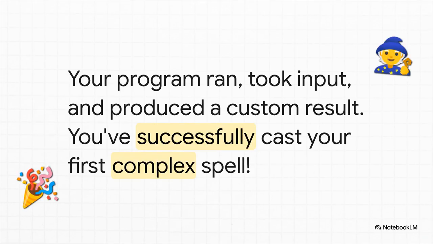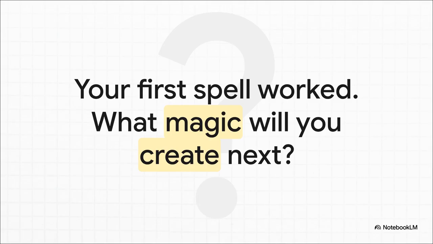And that's it. You did it. You wrote a program that actually talked to a user, took their input, did something with it, and produced a custom result. You've officially woven simple commands into your first complex spell. Congratulations! So look, you've cast your first spell. You've made the computer listen and respond to you.